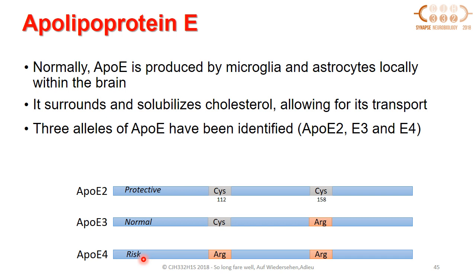And it's this simple switch in these 2 amino acids. So if you have 2 arginine residues, you are at an increased risk of developing Alzheimer's disease. And it turns out if you have 2 cysteine residues, you're actually protected from developing Alzheimer's disease in terms of the late onset. So which of these 2 would you rather have? ApoE2 or ApoE4? Or none of the above?